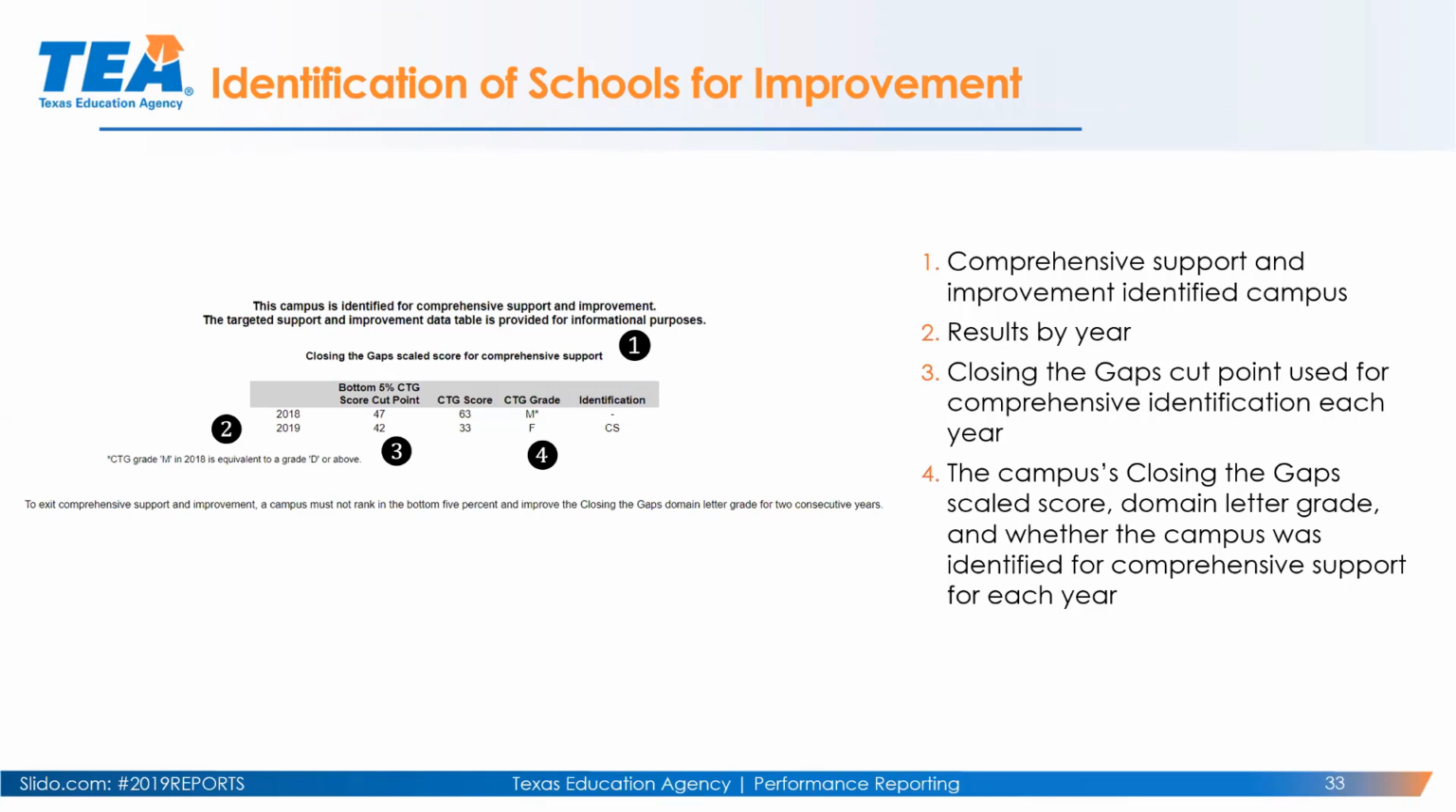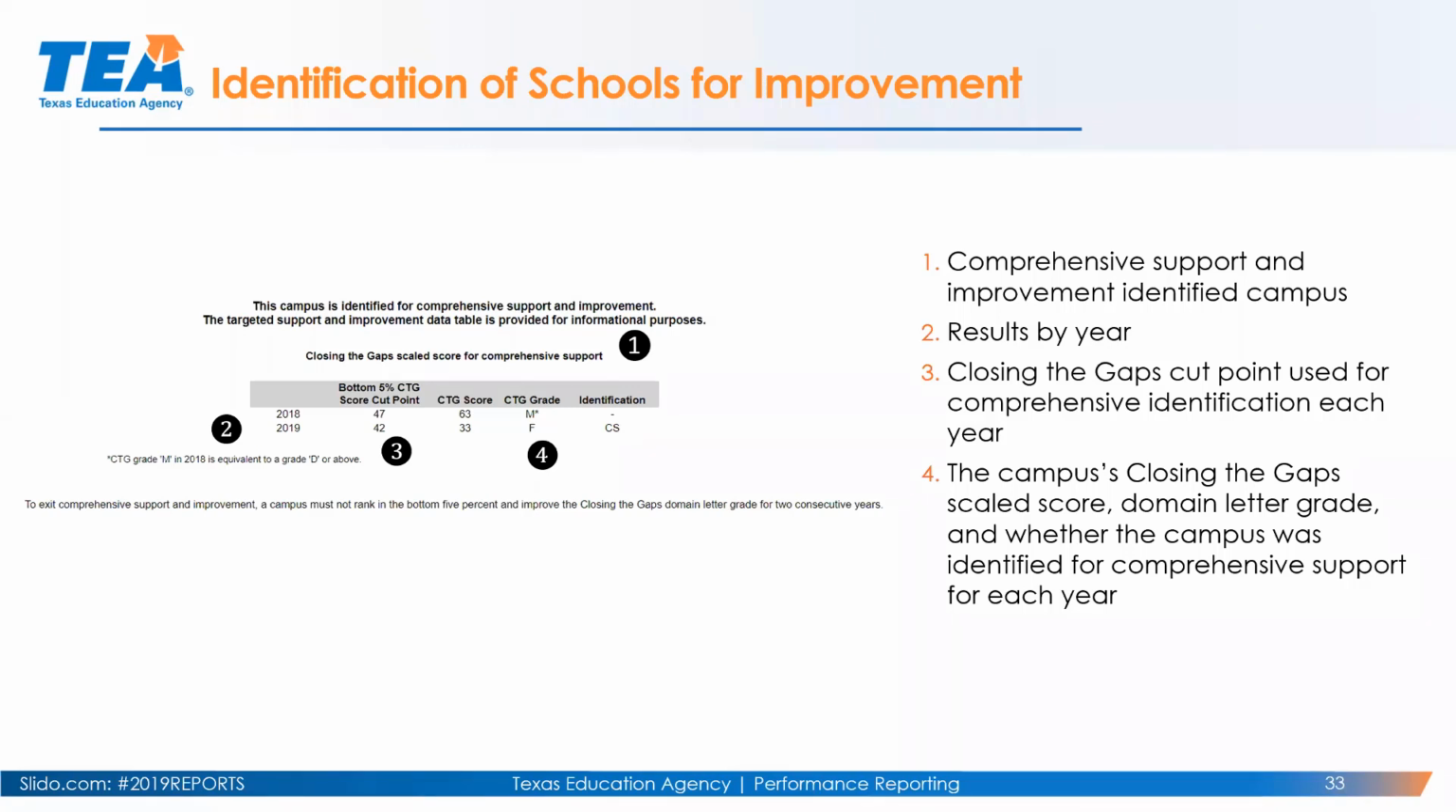This is only going to be available and displayed for campuses that are identified for comprehensive support. Some campuses might not be identified for anything, so there'll be no data available. Some might be identified for comprehensive or targeted or additional targeted support. This is an example of a campus identified for comprehensive.